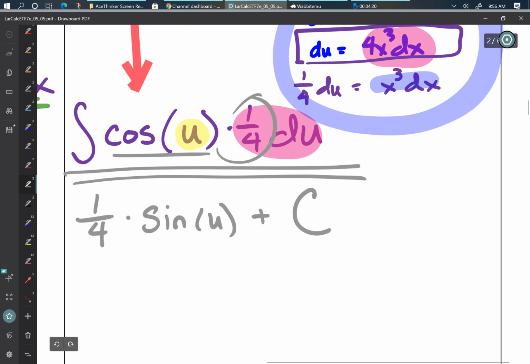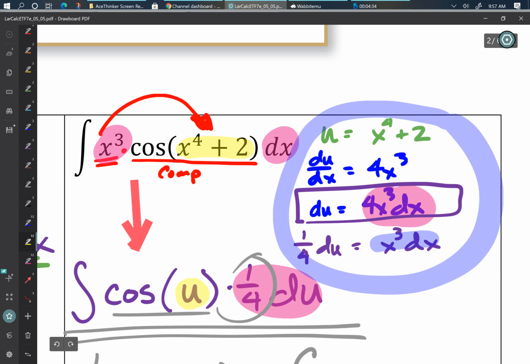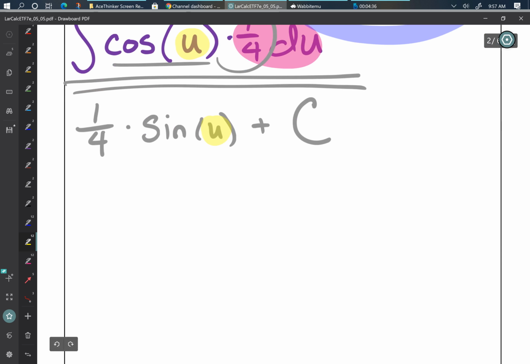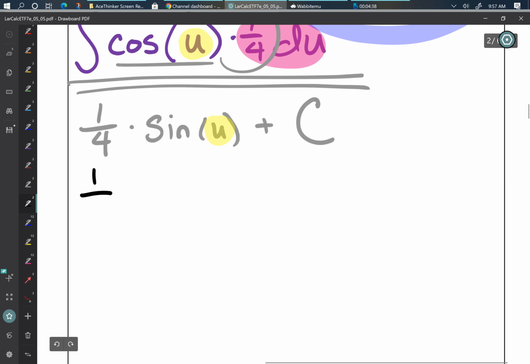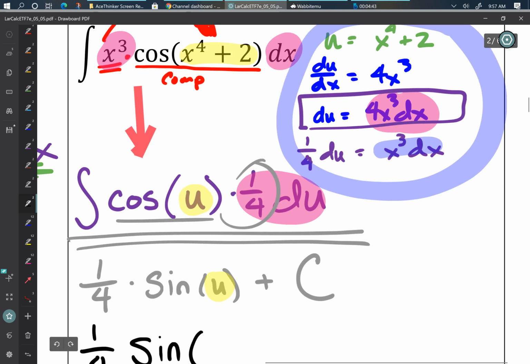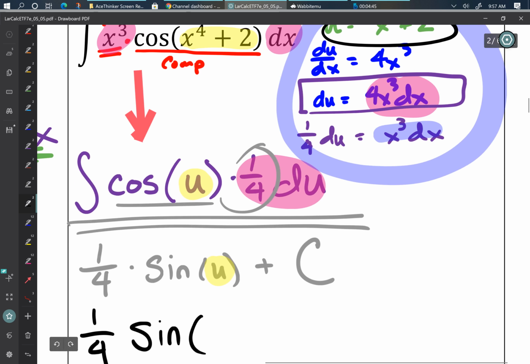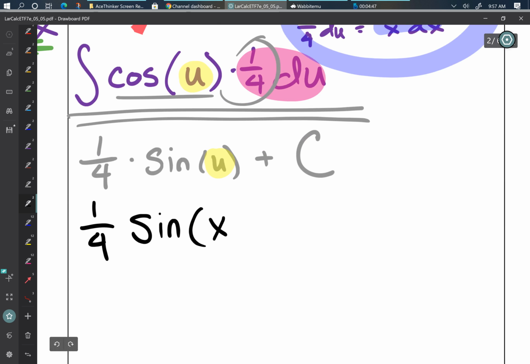Now again, I am not... Excuse me. Wow, that came out of nowhere. I am not done because this variable right here is unacceptable. The original variable from the original problem was x, so my final answer has to have x's in it. So I will do a back substitution and replace u with what we defined it to be in the substitution. In this case, x to the fourth plus 2, plus c.